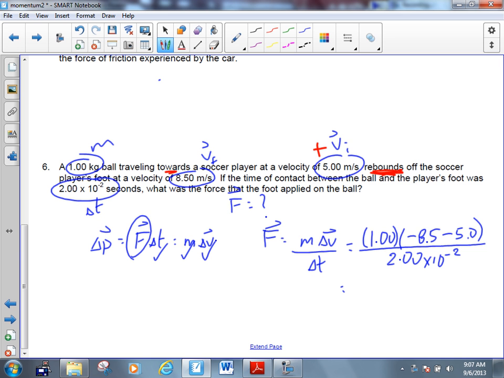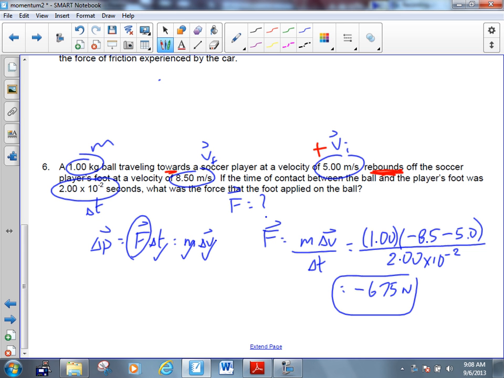Negative 8.5 minus 5 is negative 13.5. We multiply that by 1, divide it by 2 times 10 to the negative 2. We're going to end up with a value of negative 675 newtons. Now, as I quickly check my answer key here, I had positive 675. The reason I had positive 675 is when I did it on my answer key, I defined negative and positive the opposite to that. I said negative when it was coming towards me and positive when it was going away from me. Doesn't matter.